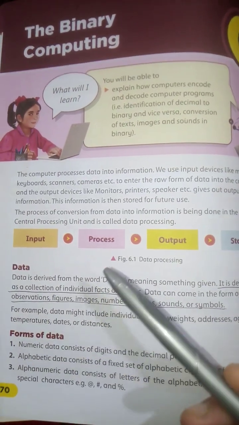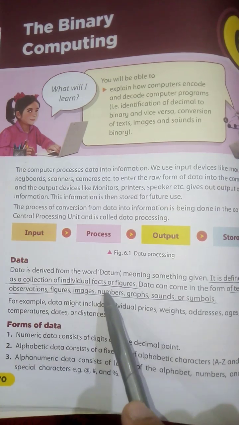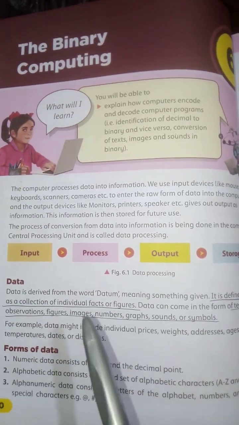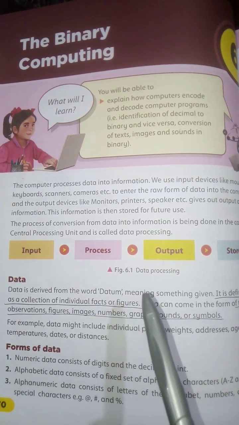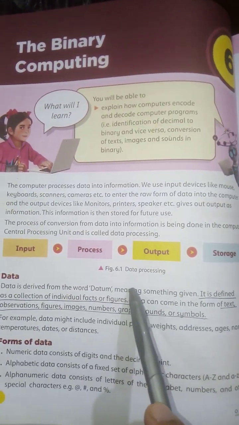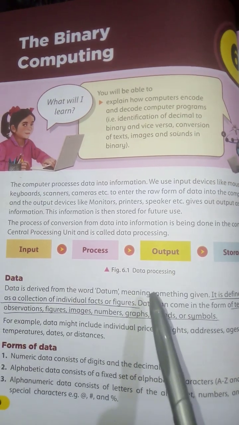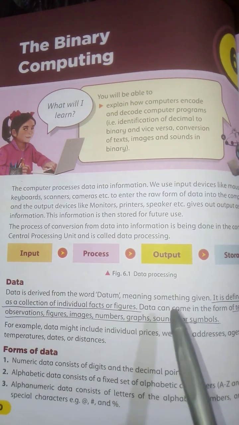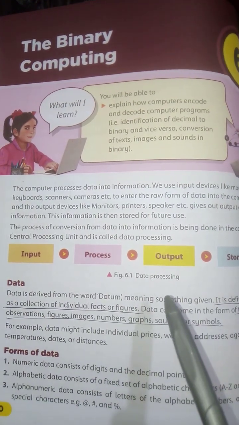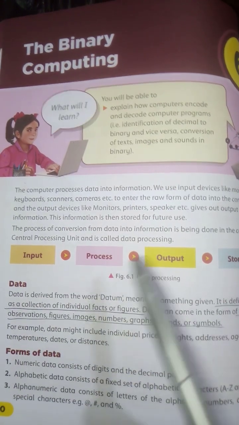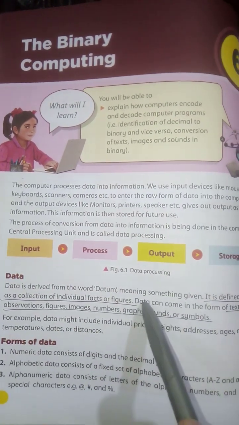So data can be in the form of text, it can be in the form of alphabets, it can be in the form of characters. Whatever we enter into the computer is in the form of data. And we use input devices like mouse, keyboard, scanners, cameras to enter data into the computer. And to get the output, we use output devices like monitors, printers, and speakers.